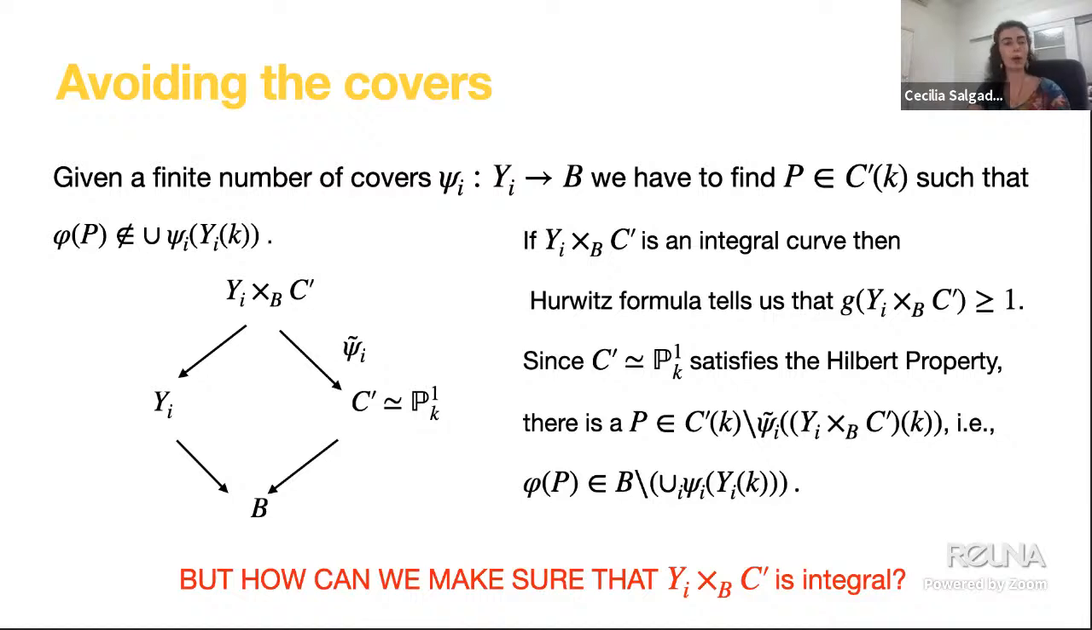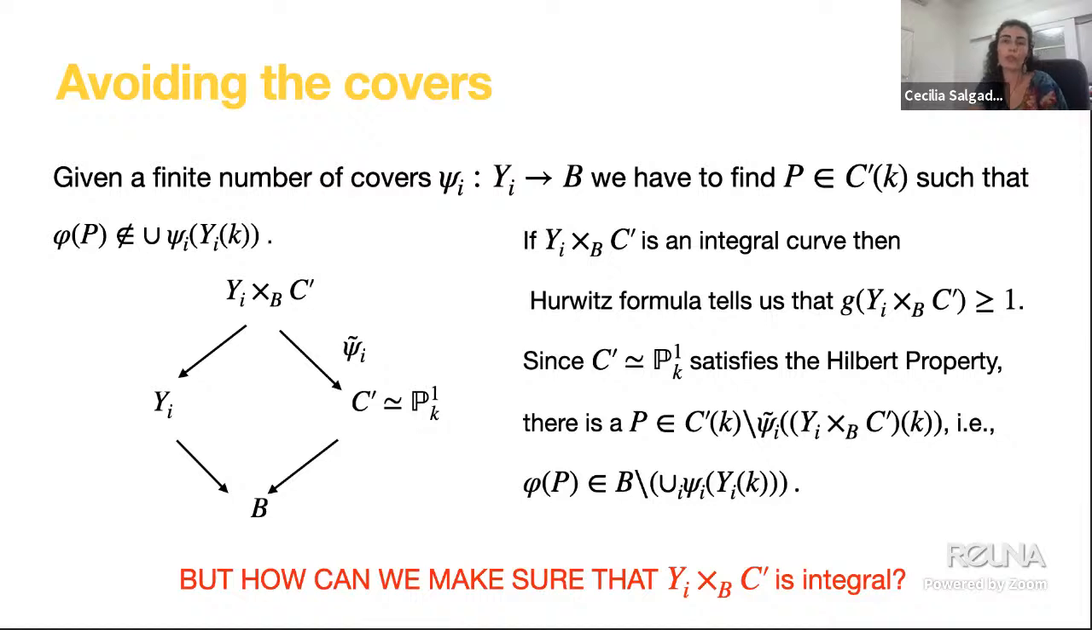But we still have a problem for the last 5 minutes, which is how can I make sure that this is an integral, say that the fiber product is something which is good for us, which is not splitting many curves. Because if it is splitting, then you cannot use Hurwitz. You cannot do nothing to get conclusions for the points inside C prime. So to show that a point of C prime does not map to some point that comes from Y_i, that's what we would need now.